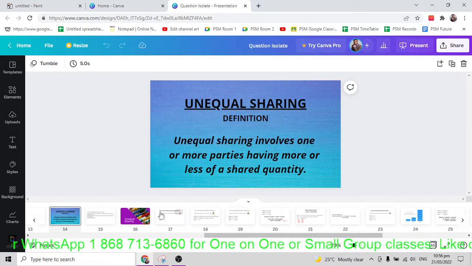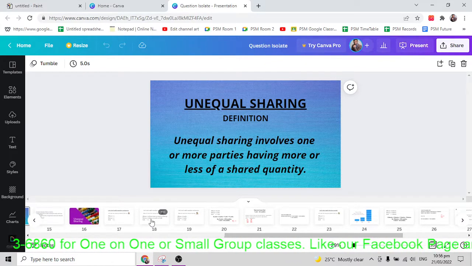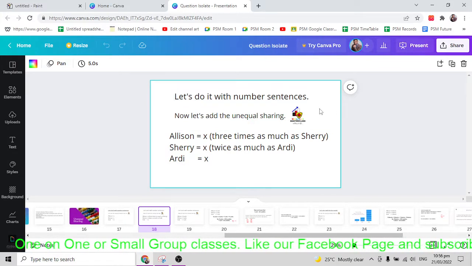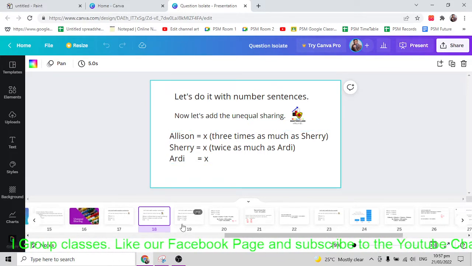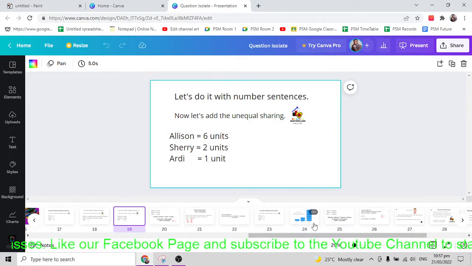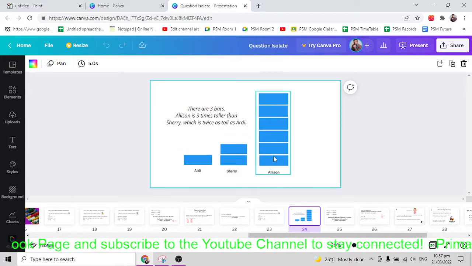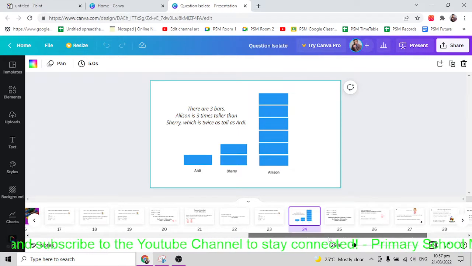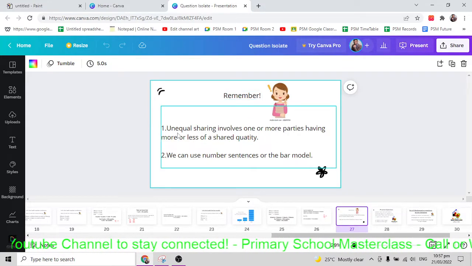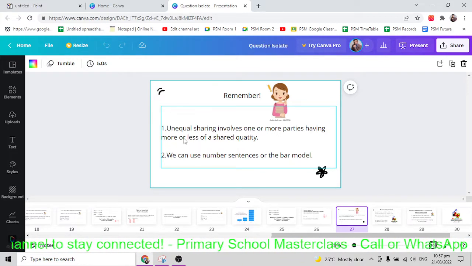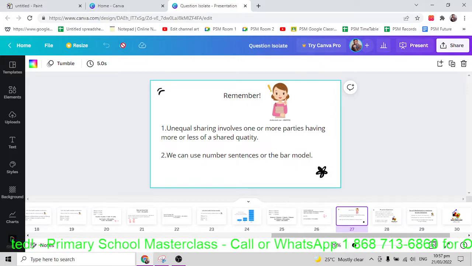Pretty easy to understand. And I know that some schools, some institutions do it different ways. There are actually 2 ways to do it. For example, if we have a question, you could do it with number sentences, or some educational institutions say statements. I think that's the old way to refer to it. You could use number sentences, or there's a fun way to solve it using the bar model, which shows you comparison based on the size of the bars. It gives you a really nice visual representation, which would be really good for visual learners. So, key points for unequal sharing. Firstly, the definition: unequal sharing involves one or more parties having more or less of a shared quantity, and we can use number sentences or the bar model. All right, so let's go.